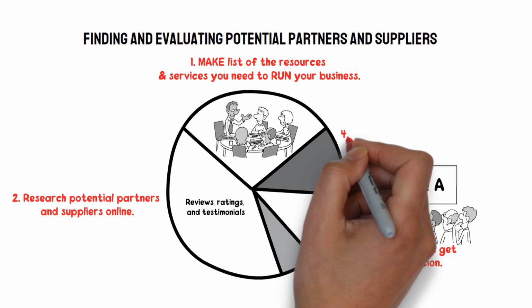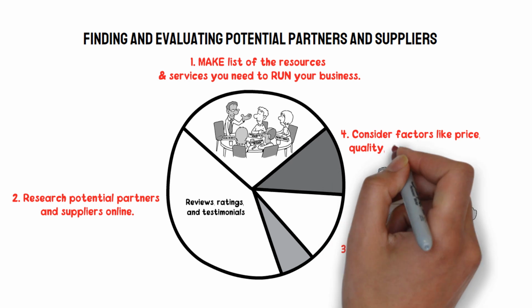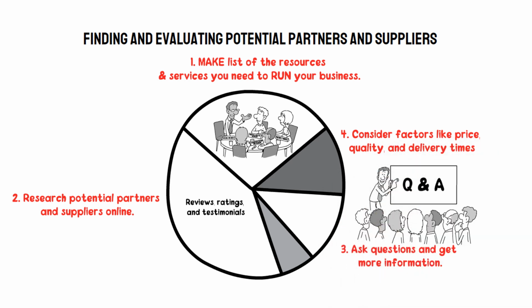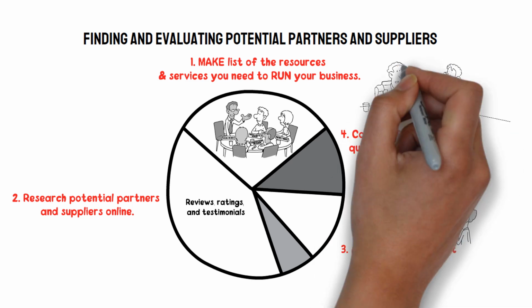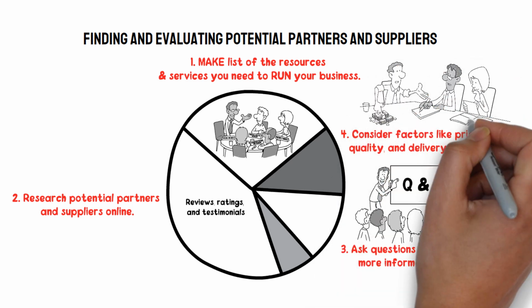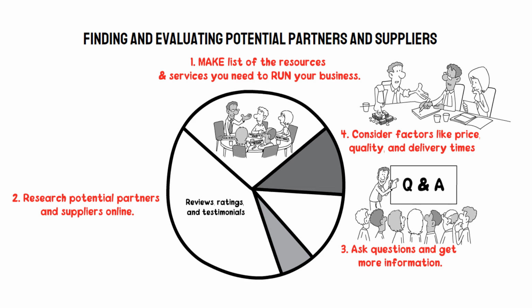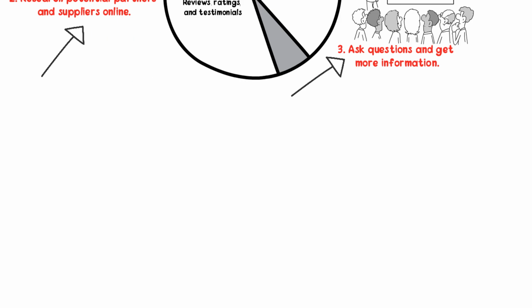Number 4. Consider factors like price, quality, and delivery times when evaluating potential partners and suppliers. It's important to find a balance between cost and quality to ensure that you're getting the best value for your money. Once you've identified your key partners and suppliers, it's important to maintain strong relationships with them.